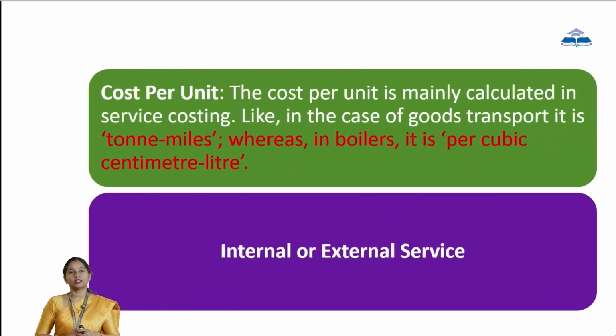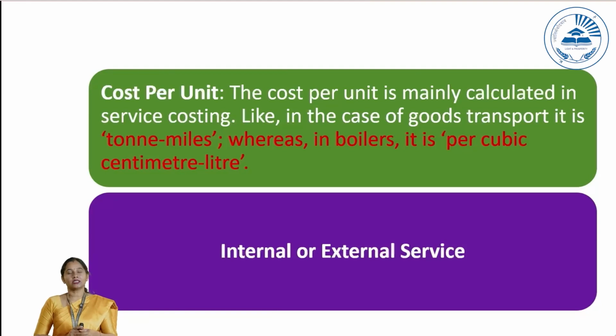The fifth point is cost per unit. In service costing, the company will try to determine the cost per unit. Examples are given here. We can calculate the cost per ton or per mile. Like that, we can even calculate for the transport industry how much cost is incurred when they carry one passenger for 1 kilometer. That is the cost per unit for service costing.